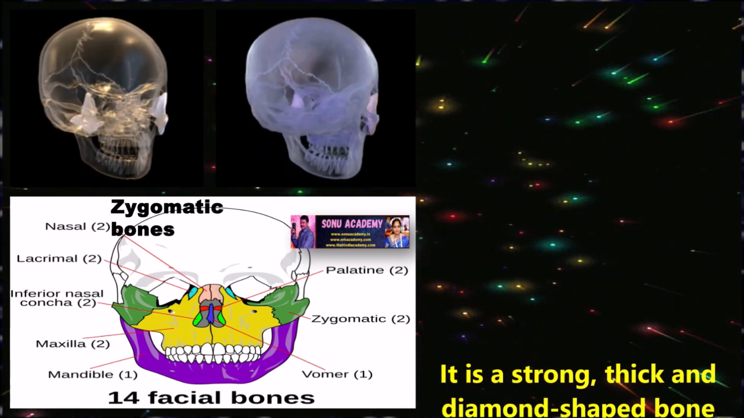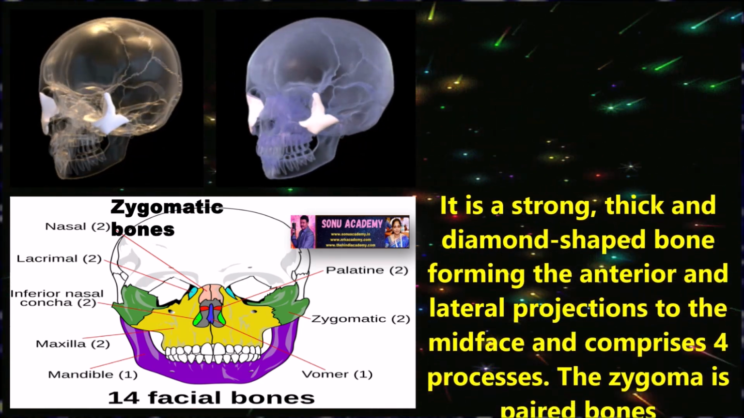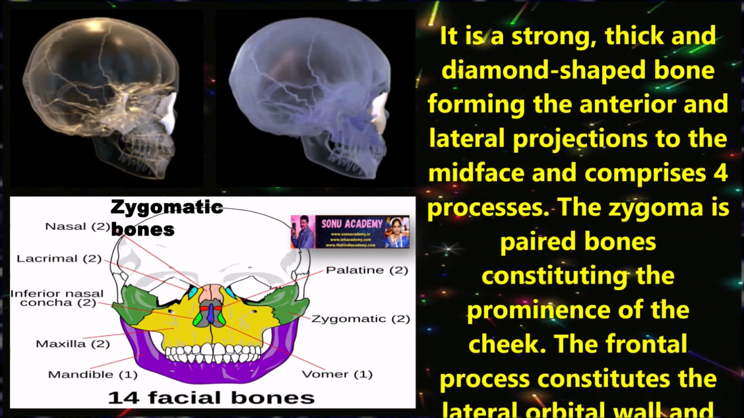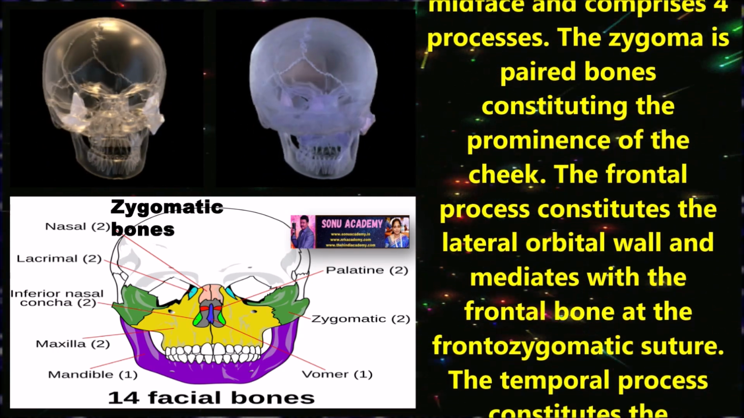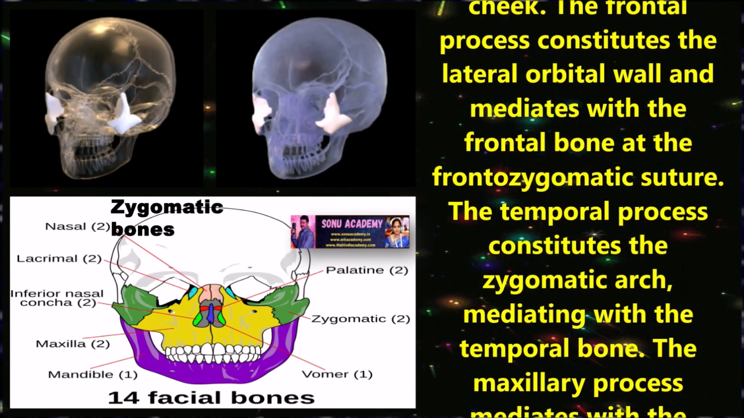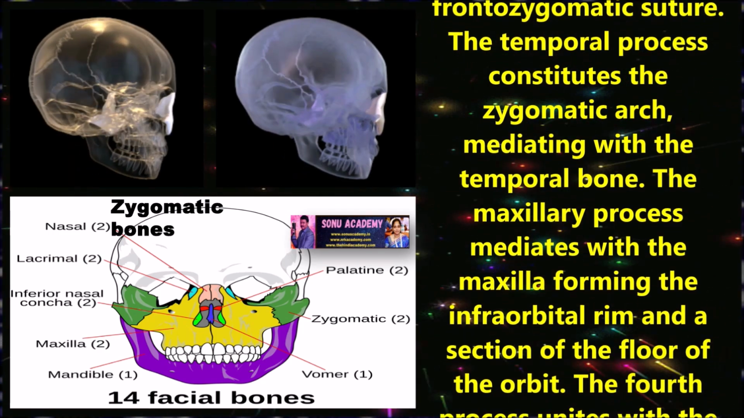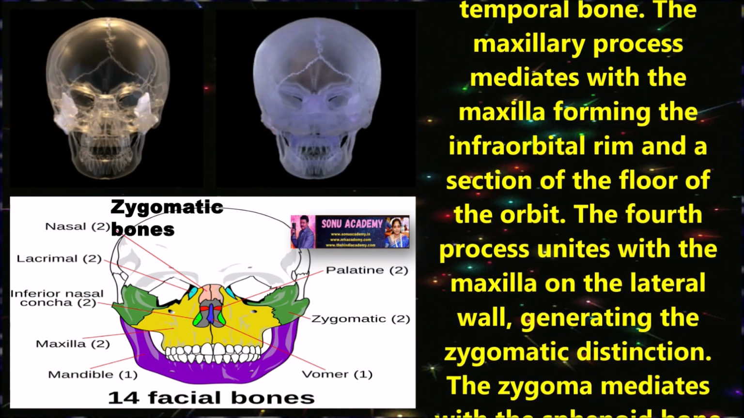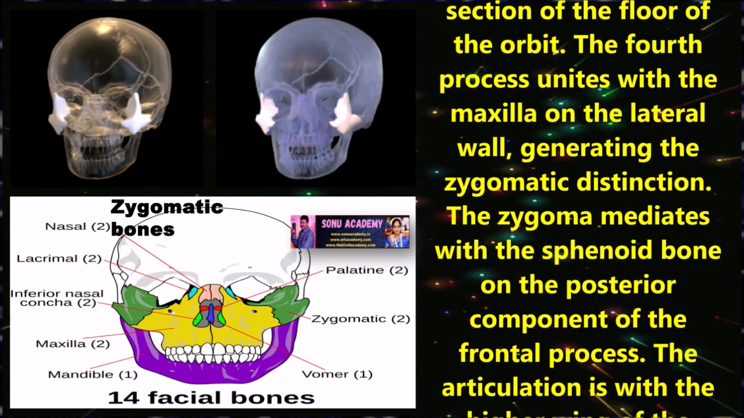Children, let us discuss the zygomatic bones. It is a strong, thick and diamond-shaped bone forming the anterior and lateral projections of the midface and comprises four processes. The zygoma is a paired bone constituting the prominence of the cheek. The frontal process constitutes the lateral orbital wall and articulates with the frontal bone at the frontozygomatic suture. The temporal process constitutes the zygomatic arch, articulating with the temporal bone. The maxillary process articulates with the maxilla, forming the infraorbital rim and a section of the floor of the orbit. The fourth process unites with the maxilla on the lateral wall, generating the zygomaticomaxillary suture.